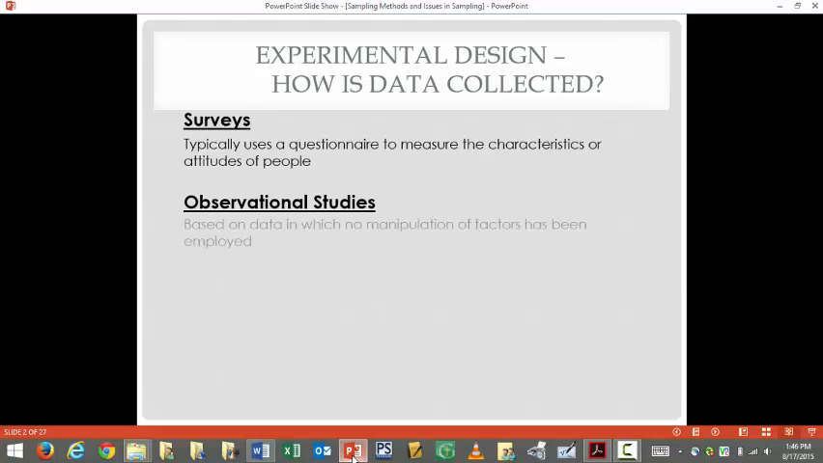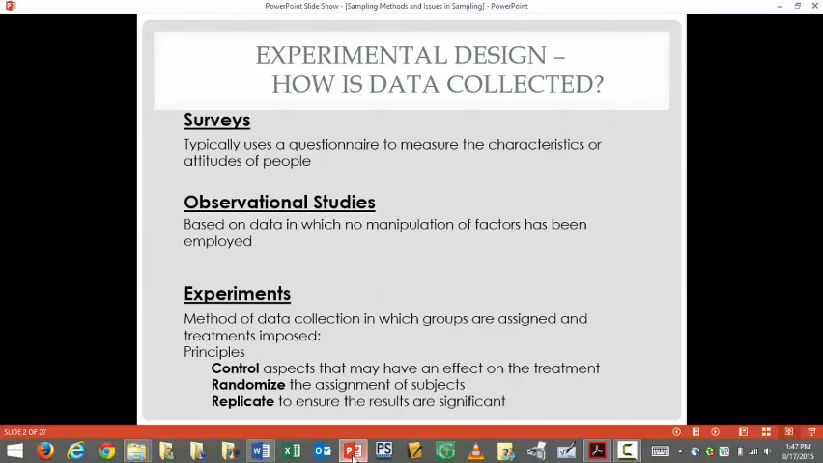An observational study is where we're basing our data on data where we've not manipulated anything. We're basically looking at something after the fact. Something has occurred and we go back and look through the data and try to pull whatever it is that we're interested in studying out of a set of data that basically already exists. Versus in an experiment, where we're actually assigning groups and imposing some type of treatment.